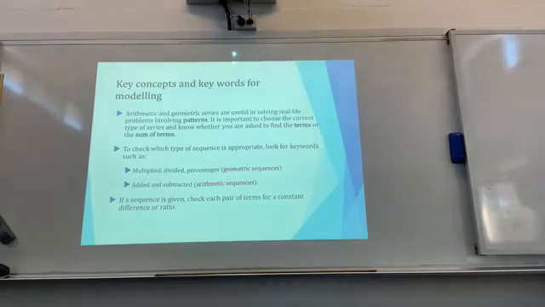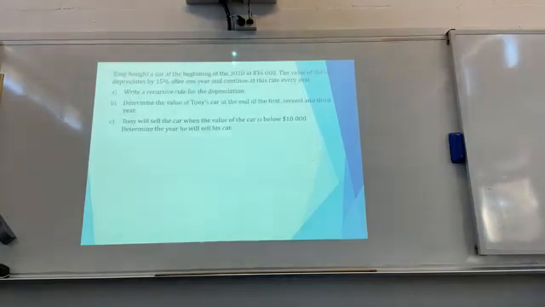All right? Now, to check which type of sequence is appropriate, look for keywords such as multiply, divide, percentages. Those are generally geometric sequences. And then add and subtract, that's arithmetic sequences. So if a sequence is given, check each pair of terms for a constant difference or a ratio. That is when you don't know whether it's an arithmetic or geometric sequence. All right? Now, let's have a look at example 1.